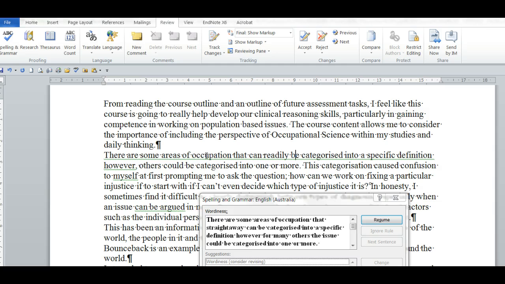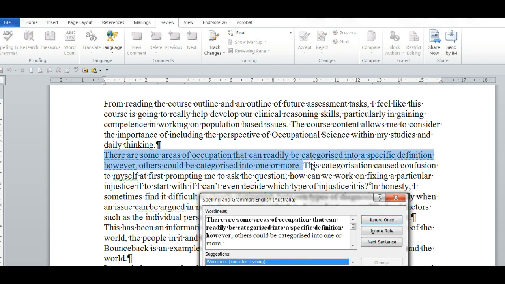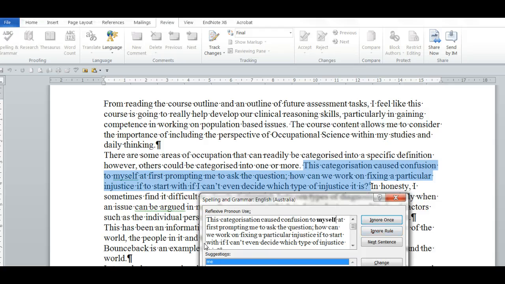And when I look at these things, I sometimes change them, and sometimes I realize it's not the biggest deal. Okay, so we'll keep resuming. This categorization caused confusion to myself. That would be, let's see, let's ignore that. Me. Me would be a better word. Myself kind of sounds more formal, but it's not as grammatically correct.